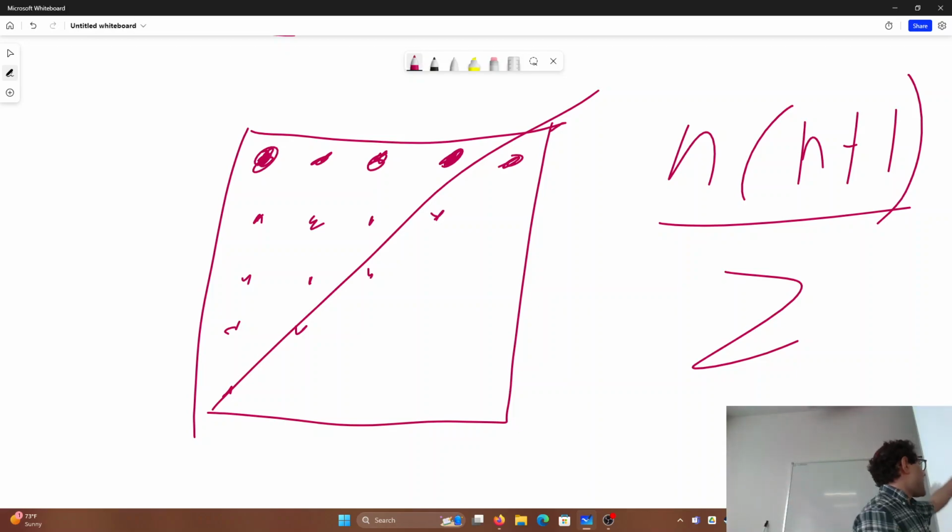So graphically, this is not a proof. This is a demonstration, right? But this is why we say this is n squared rather than n, because if we add another row, it's going to add a bit more.